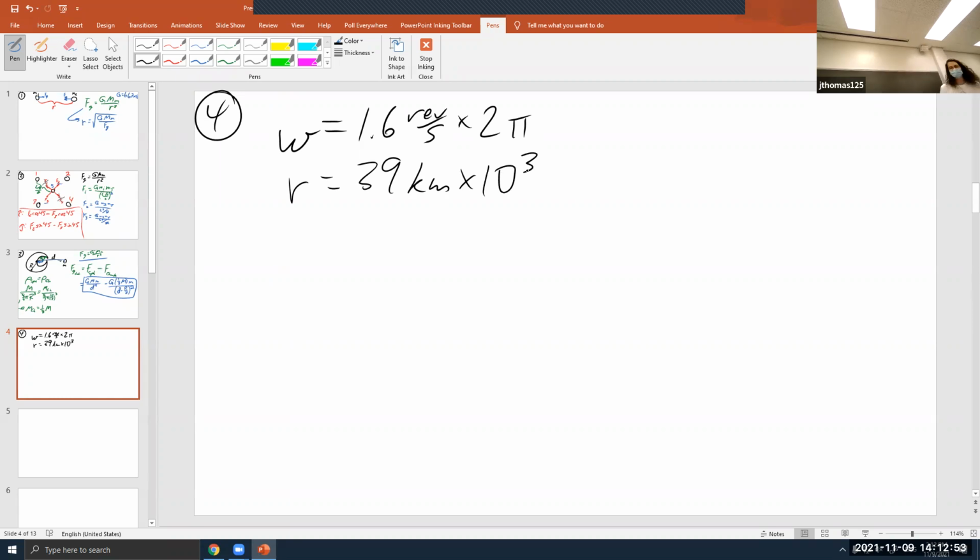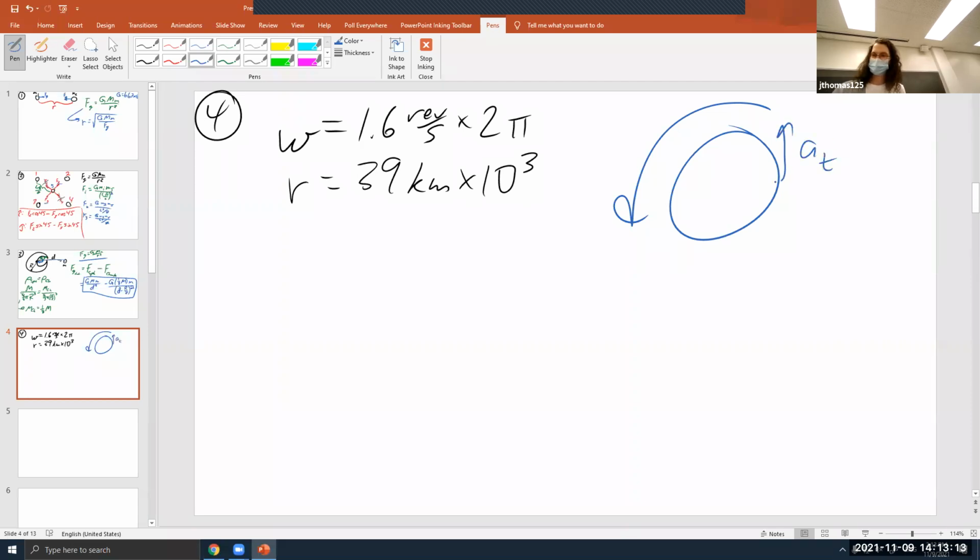All right, and what we're going to do is spin this neutron star as fast as we possibly can, so fast that the material on its surface is about to fly away. So what's going on here is you have this star that's rotating, and we know that there are two types of acceleration. We have our tangential acceleration, and we have our centripetal or radial acceleration. And in this case, we want the radial acceleration to keep the neutron star in place.